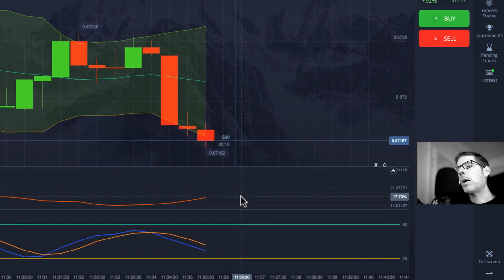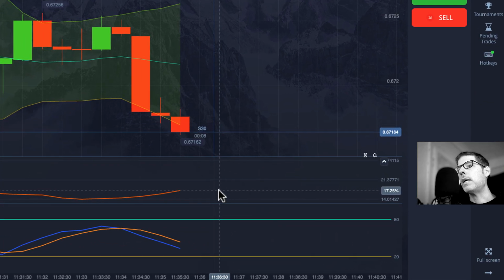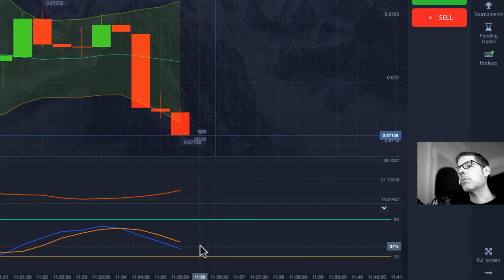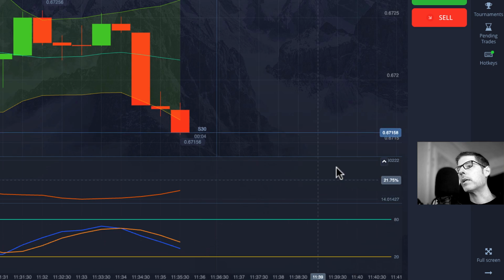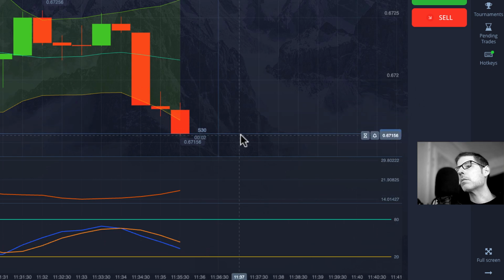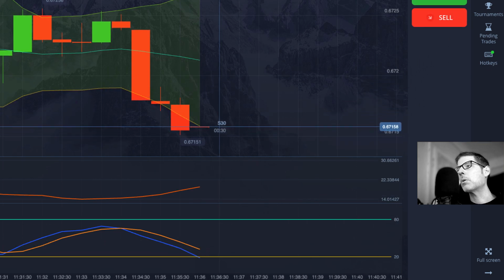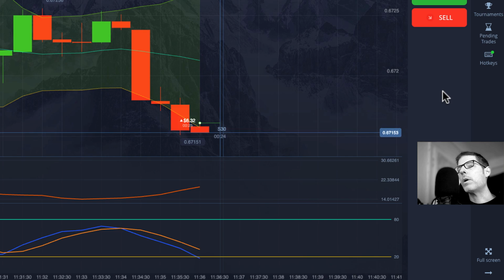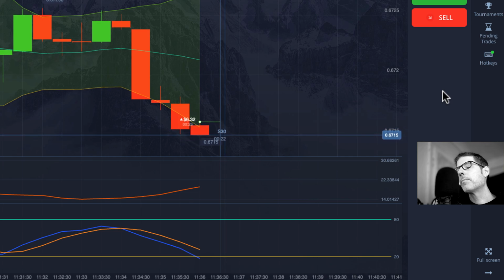Okay, so right now we're below the 20% on the ADX, and we're approaching the oversold area on the stochastic oscillator. Let's see if we can close this underneath the Bollinger Bands here, and I will go ahead and enter a trade. And there we go. So I went ahead and entered. And we're just waiting for this to turn around.